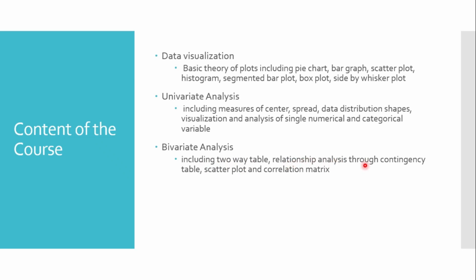Then we are going to study relationship analysis through the contingency table: what is the theory of the contingency table, what is it basically, and how to draw that in R practically. And then we're going to study the scatter plot: the basic ABC of the scatter plot and how to draw that in R.